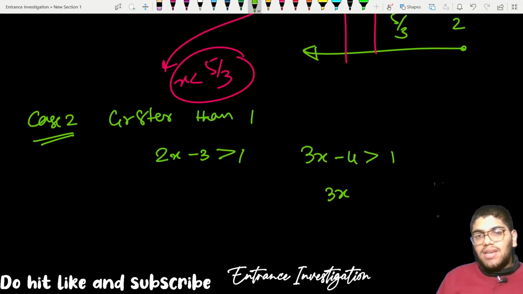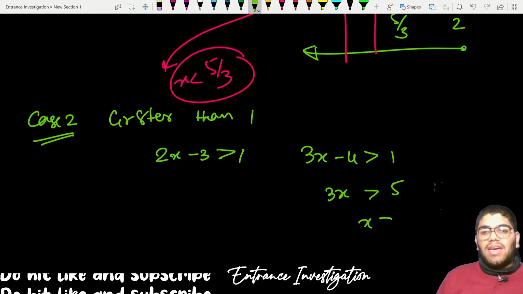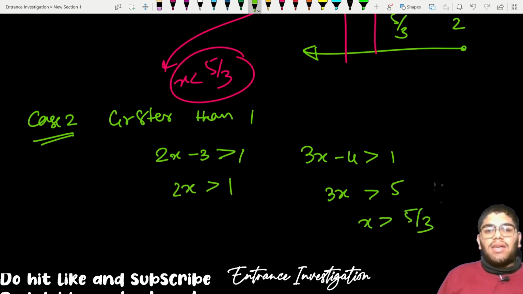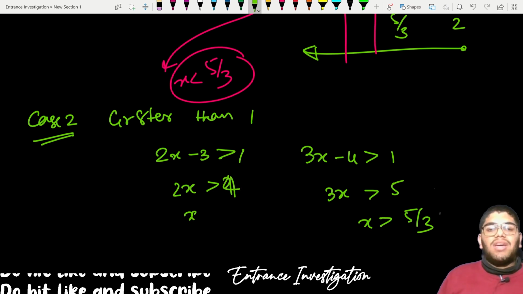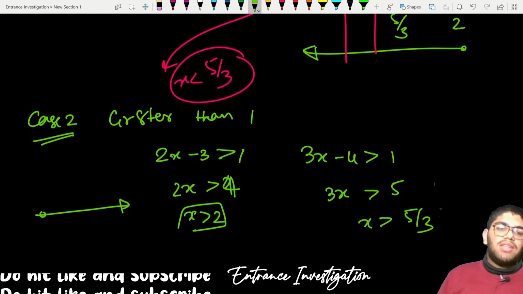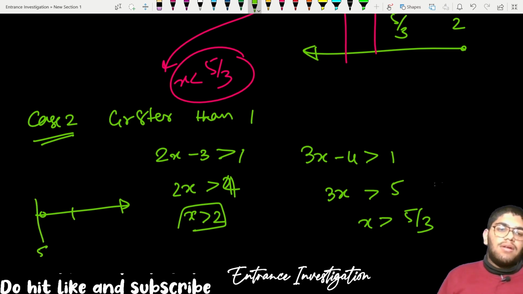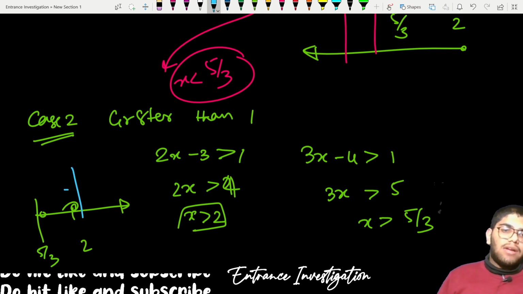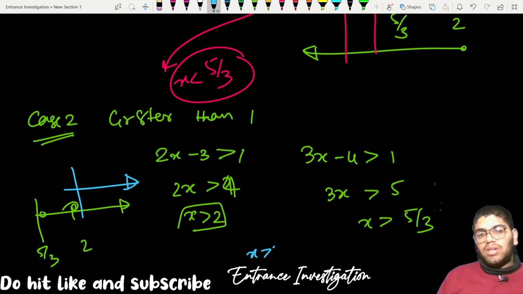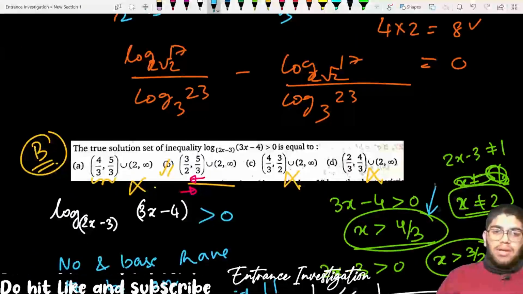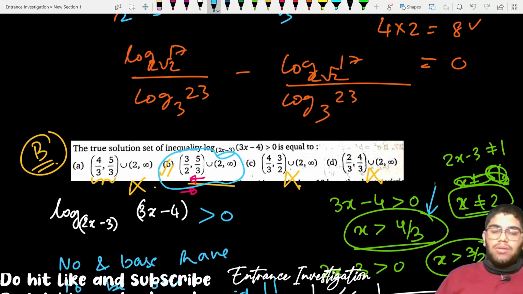So now 3x has to be greater than 5, x has to be greater than 5 by 3, and 2x has to be greater than 4, so x has to be greater than 2. Now a number is greater than 5 by 3 and a number is greater than 2. So it is actually greater than 2. So x greater than 2 is another solution. x has to be greater than 2.